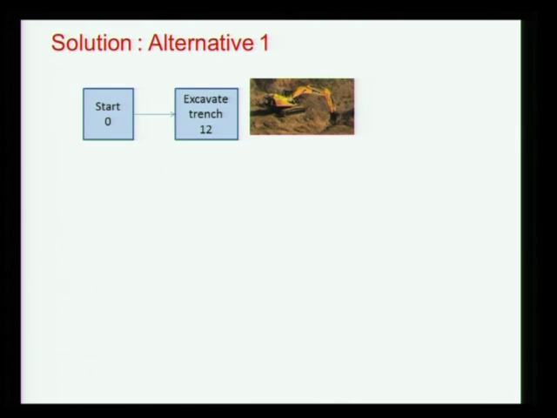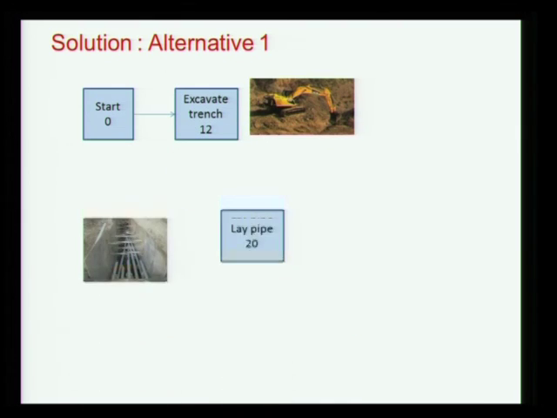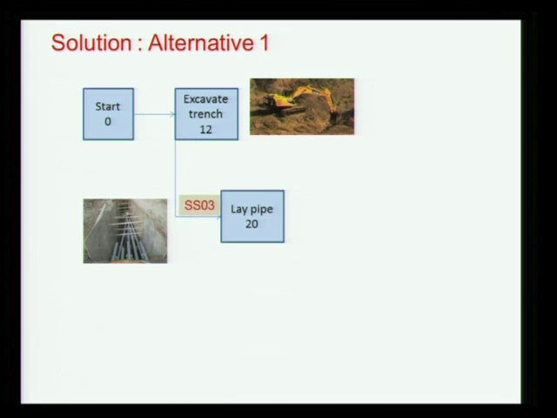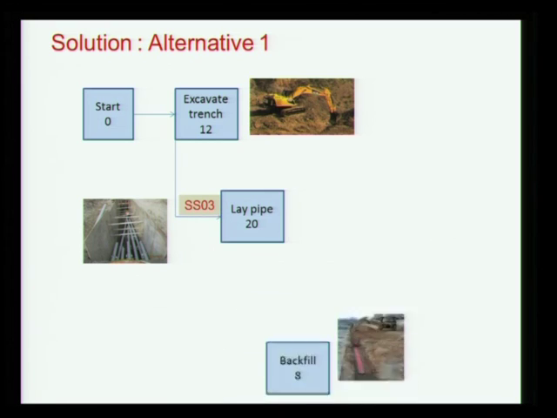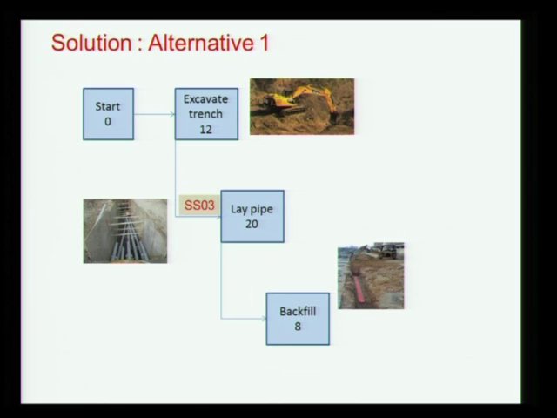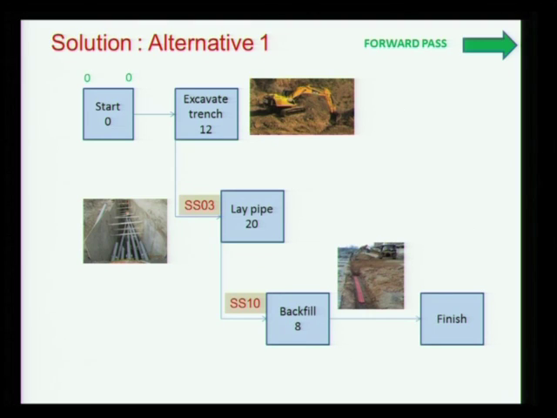Okay, let us look at alternative 1. We will say excavate, we will have a start to start, lay pipe, and backfill. Now this is a very common representation people make, because they look at the start parts of it and then we finish. Now, as we have learnt network analysis, this is a simple enough network, let us try to analyze it.